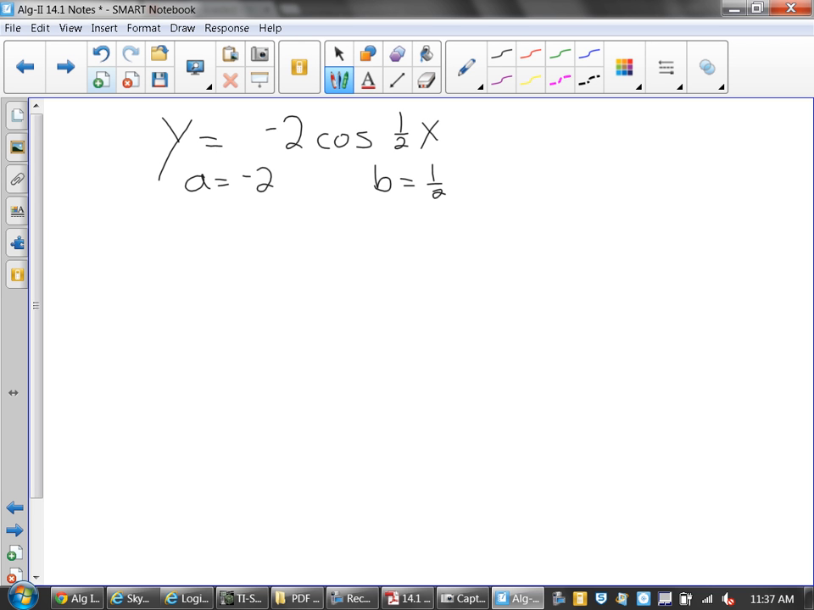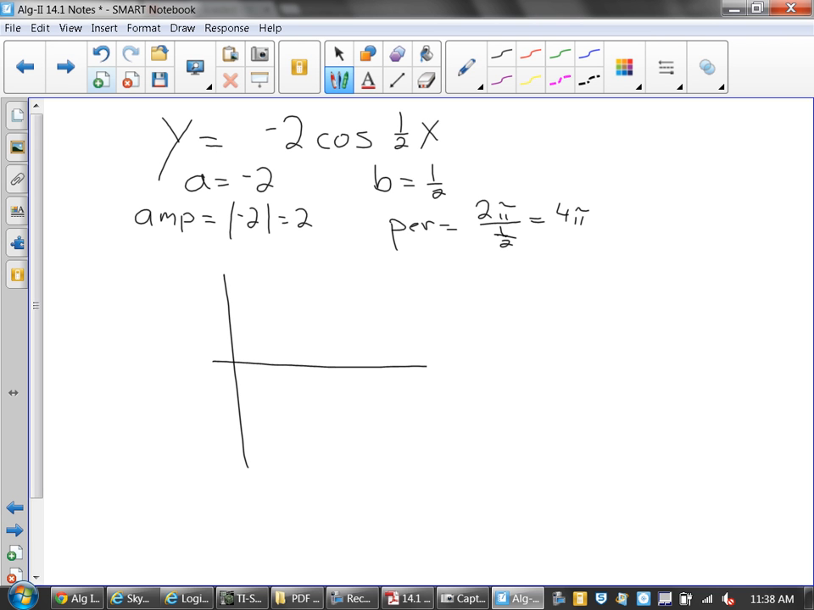So if my A value is -2, what's my amplitude? 2, good. Remember, your amplitude is always the absolute value. And now my period is 2 pi divided by 1/2, which is? Good. Remember, whenever your B value is fractional, just multiply by the reciprocal. It's 4 pi. It'll work every time.